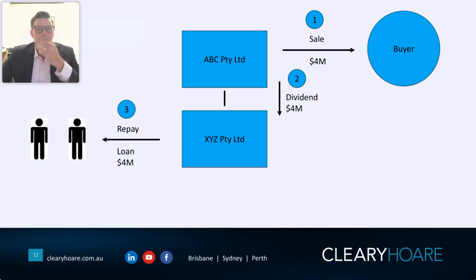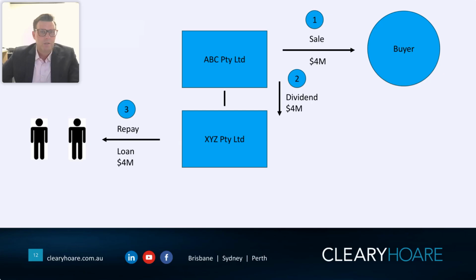figure of $4 million. A buyer comes along and says, I want to buy your business. You start the negotiations, you say, oh, look, we want to sell you the shares because that's easy for us and that's better for us. They say, no, thanks. We only want to buy the assets because we don't want to take on the risk of what's happened in the group. And so the final deal can only be done as an asset sale agreement. So we've got a sale of the assets of ABC, or the business of ABC, to the buyer for $4 million.